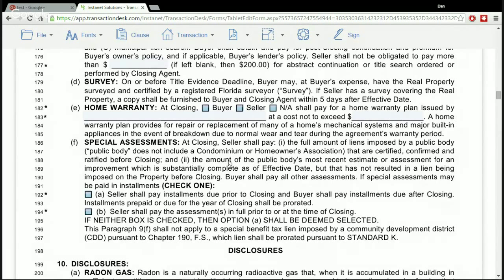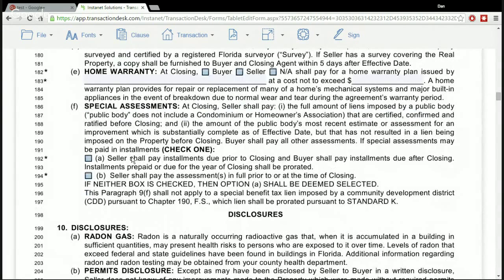But what this basically says is, if there are any special assessments levied by those public bodies, down here it says either A, the seller is going to pay the installments due prior to closing, and then the buyer will pick up the tab after closing. Or section B, which is if you have the buyer, hint, hint, you're always going to want to select this one. The seller shall pay the assessments in full prior to or at the time of closing. So if neither box is checked, then option A is deemed selected. Okay.